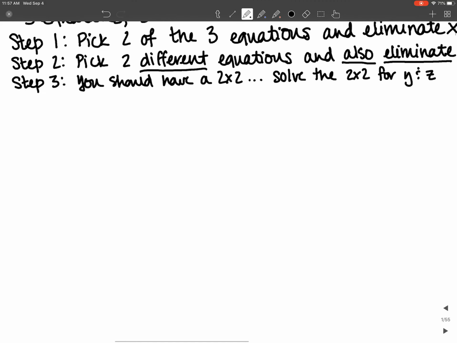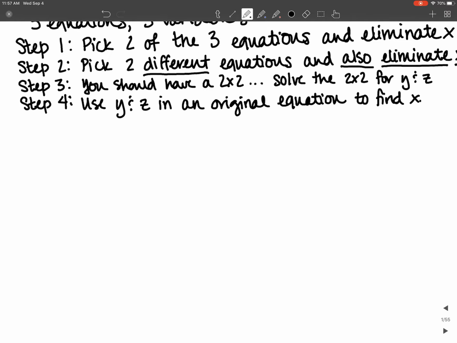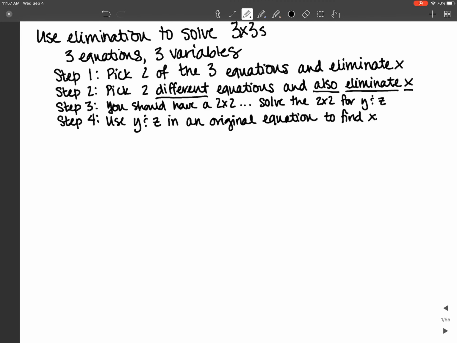Step 4 is use y and z in an original equation to find x. Okay, so step 4 is use y and z in an original equation to find x.